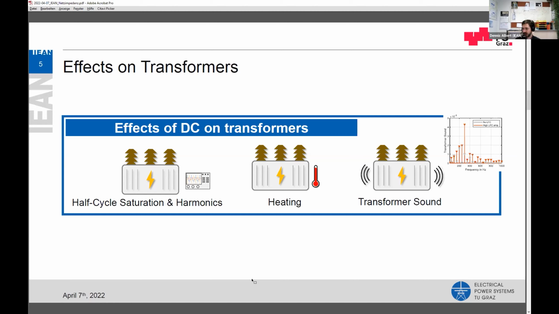The transformer sound increases. So that small picture here on the right hand side of the slide just indicates the different frequencies, so the sound frequencies with and without DC. And here you can really distinguish between a DC biased transformer and not. And that was originally the initial problem which initiated our project.